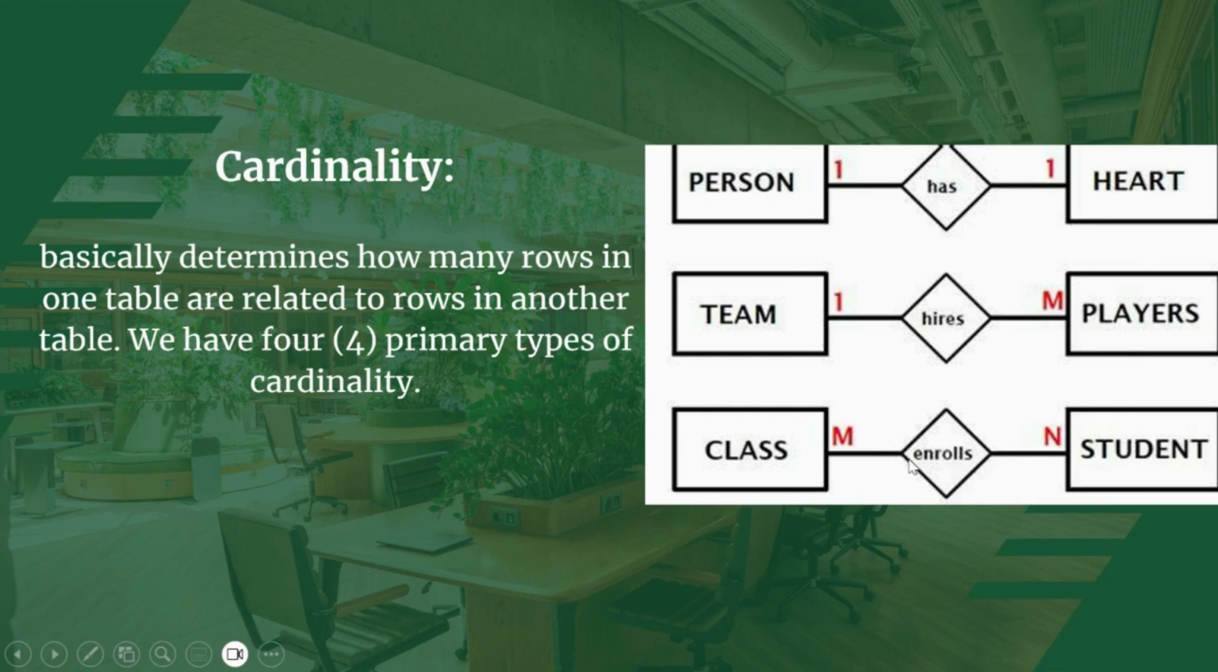Now, for the many to many cardinality, many rows in one table will correspond to many rows in the second table. So in this example, we have m number of students who can enroll for n number of courses. Many students can enroll for many courses, right? So that's an example of the many to many cardinality. Let's move on.